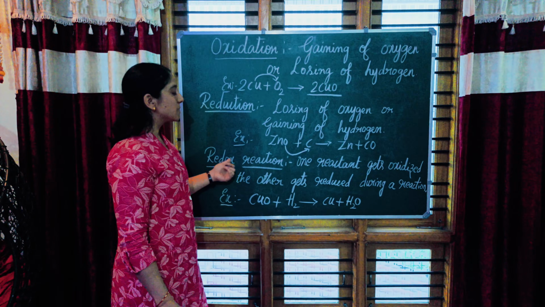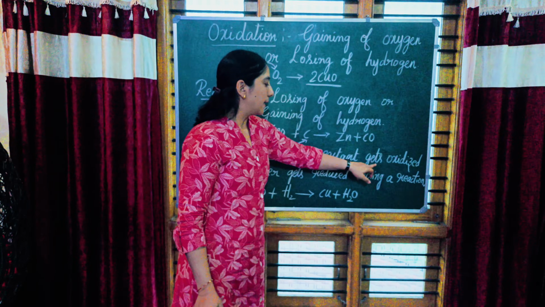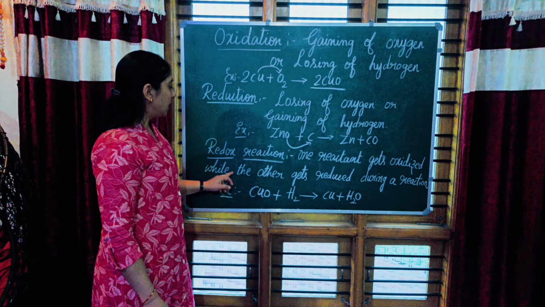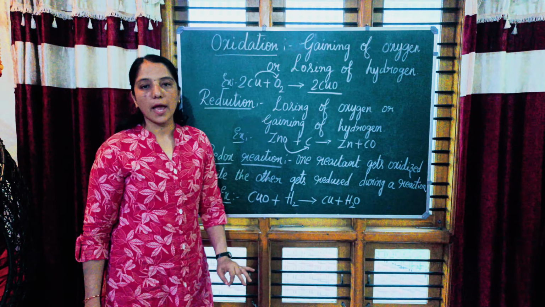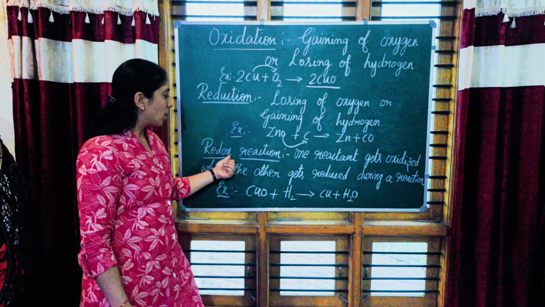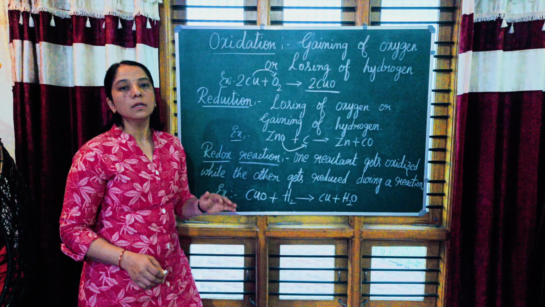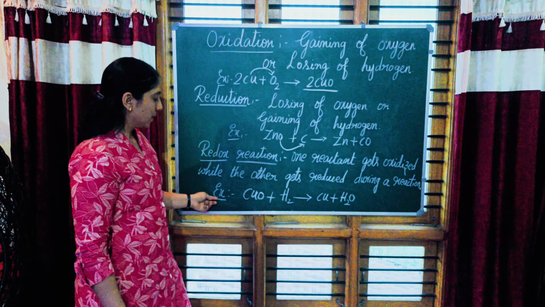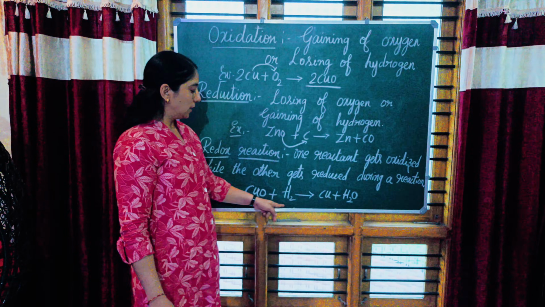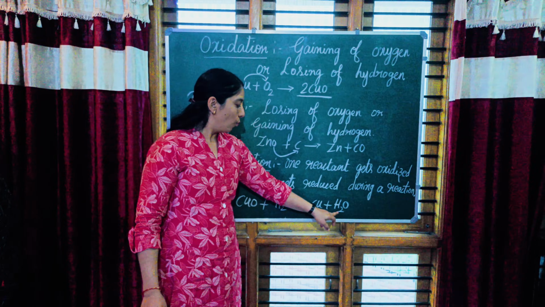Then redox reaction. One reactant gets oxidized while the other gets reduced during a reaction. We call this a redox reaction, and another name for this is oxidation-reduction reaction. So we take an example here. Copper oxide, when it reacts with hydrogen, forms copper and water.